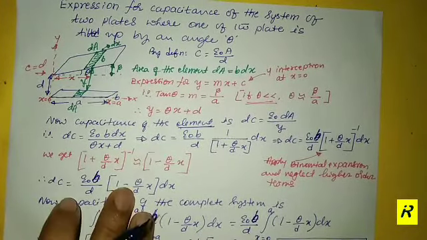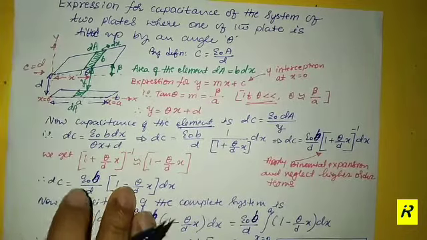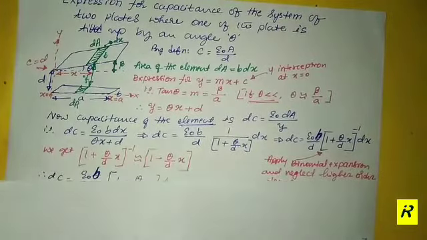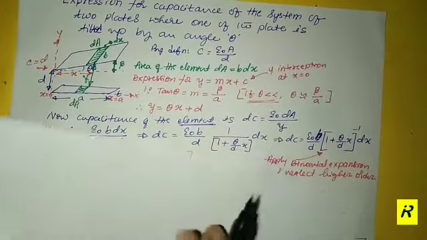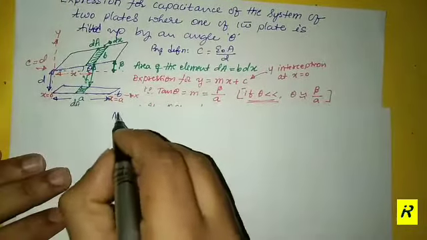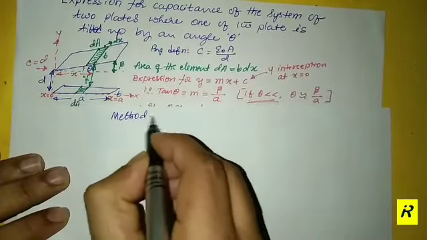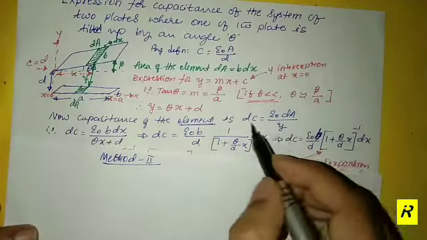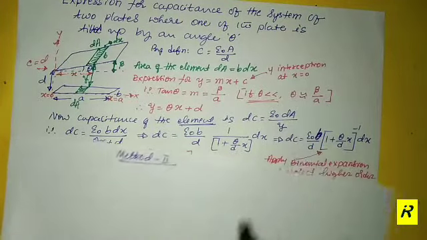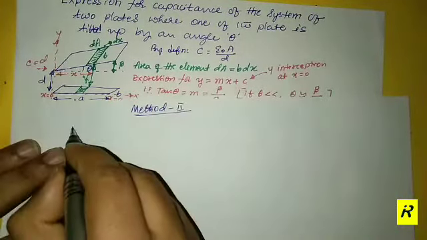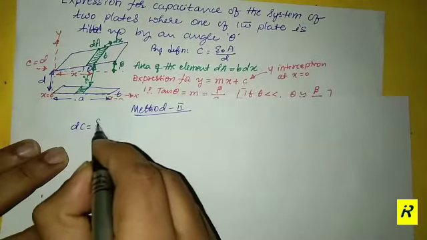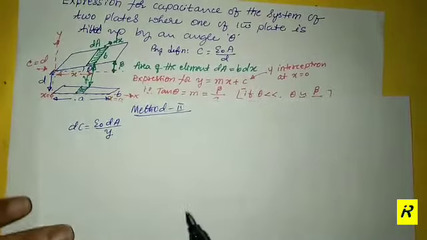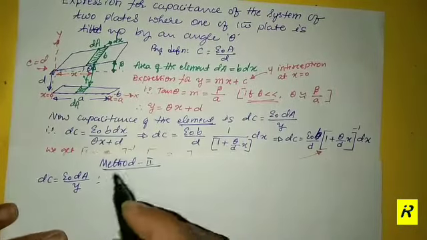And next I am showing you something like this. Here I am making use of the same equation, method 2. I am simply using the same equation, which is dC equals epsilon O dA divided by y. So here dC is equal to epsilon O dA divided by y. Now I make substitutions like this.